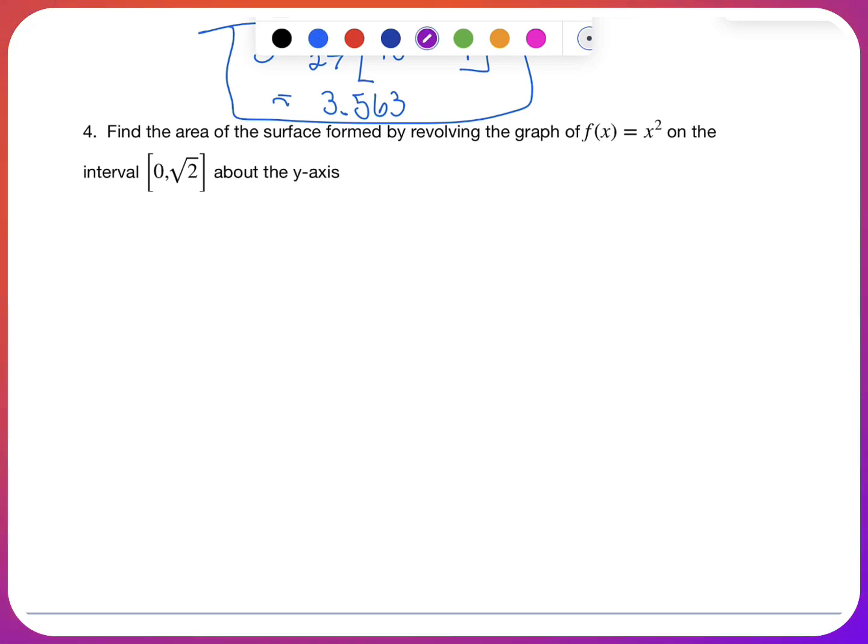Okay, I want you to find the area of the surface of revolving the graph of x squared on the interval from 0 to the square root of 2 about the y-axis. So this time we're revolving about the y-axis. So start by sketching your graph so you know what's going on and identify the axis which you're revolving around.